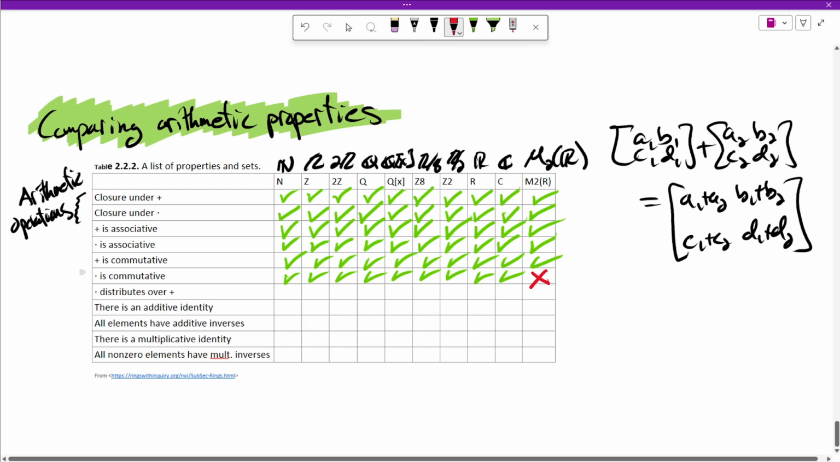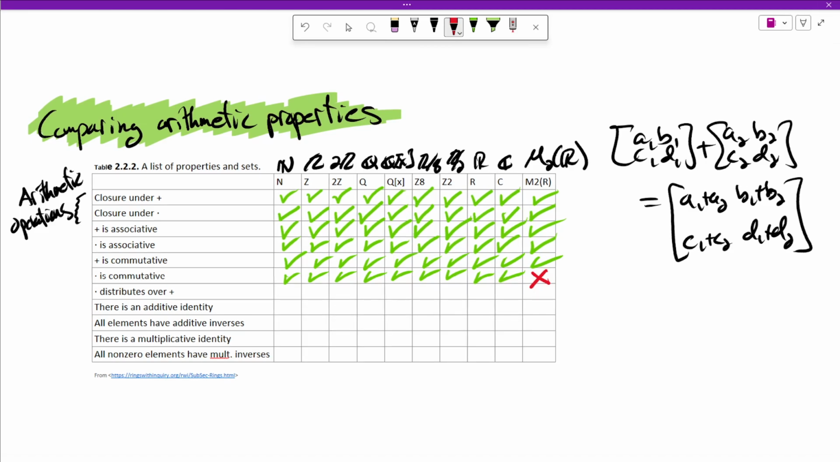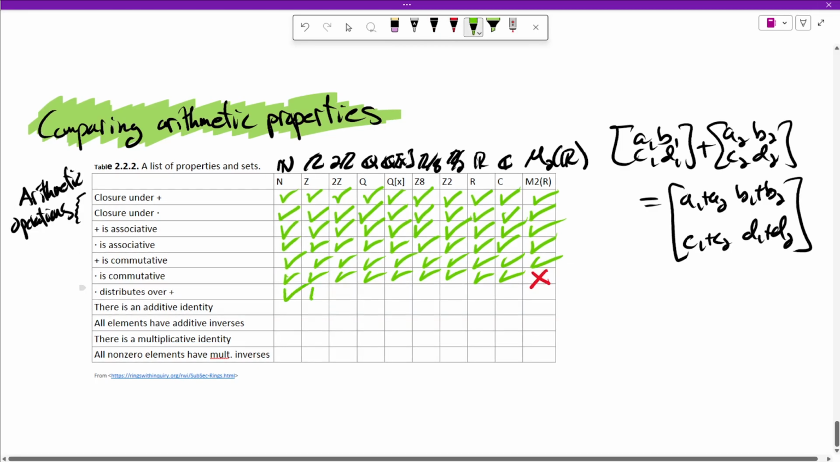If you pick two random 2 by 2 matrices, the probability of computing their product one way and the other way and getting a different answer is very, very high. So matrix multiplication is not commutative. Does times distribute over plus? Yep, for all of them.